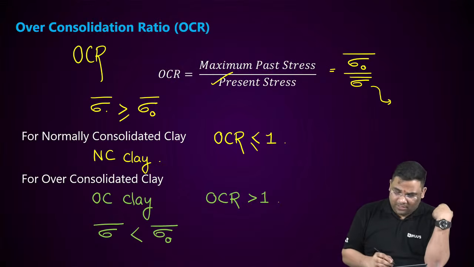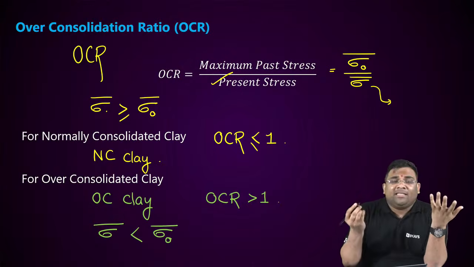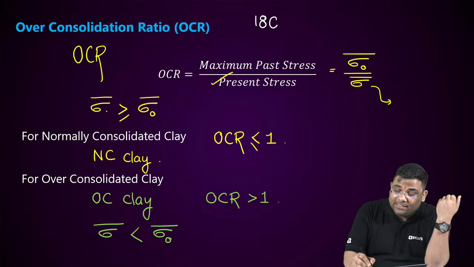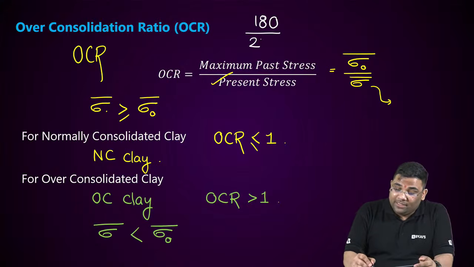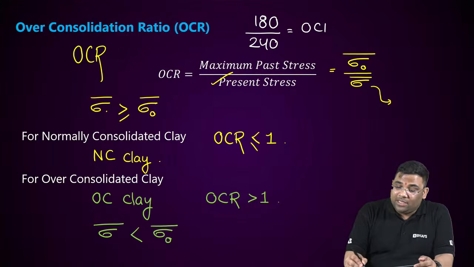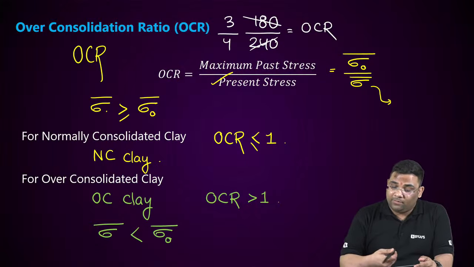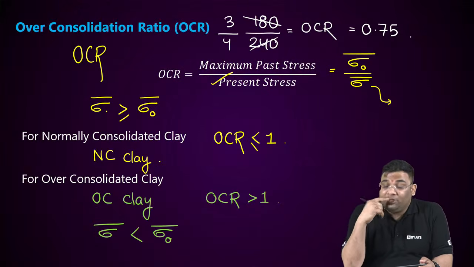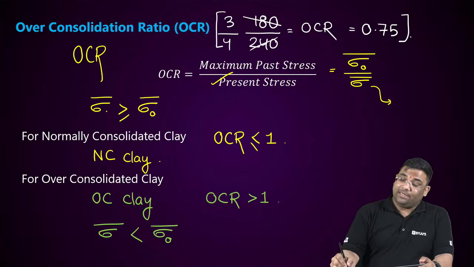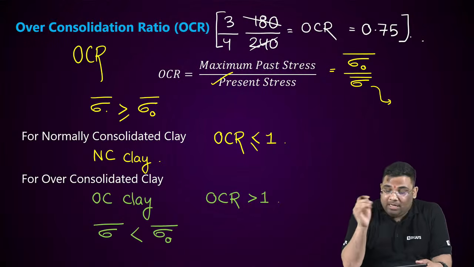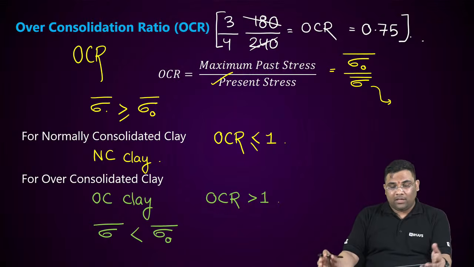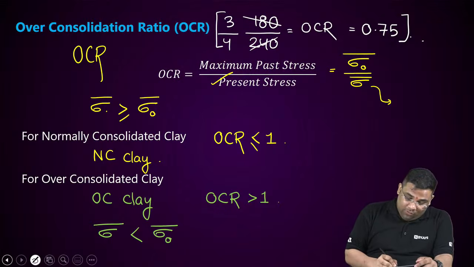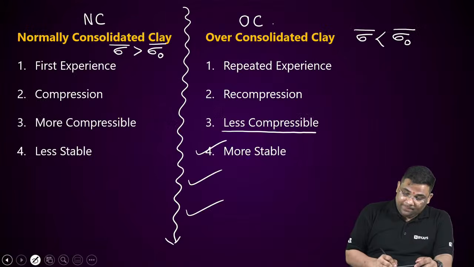Very simple. Suppose a question is asked that the maximum past stress is 180 and the present stress is 240. That means OCR will be 180 by 240, that is 3 by 4. If you divide, that is 0.75. Such kind of objective questions you can easily answer if you have seen this particular lecture. Understood how we are finding this OCR? It's clear.